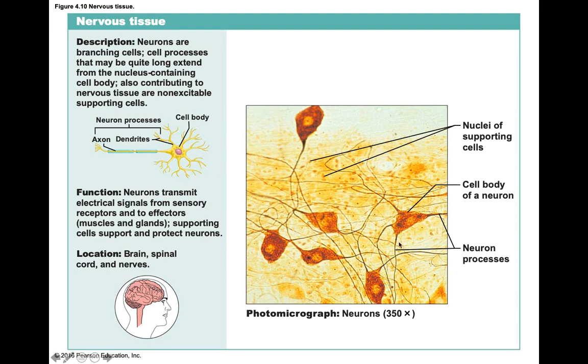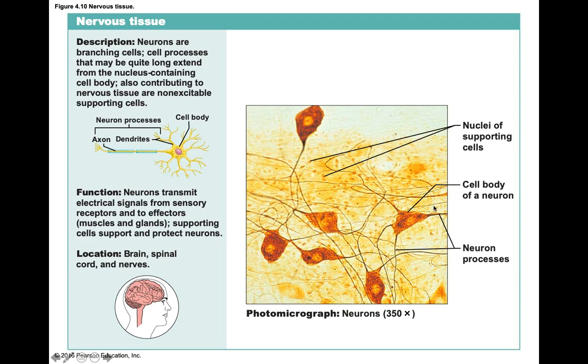So here you can see that the supporting cells are all these smaller cells in the background. You can see they have more round or cuboidal shapes, and you can see the nuclei in them. And then these guys, they kind of look like kites to me, like kites with the tail. Okay, these are your neurons.